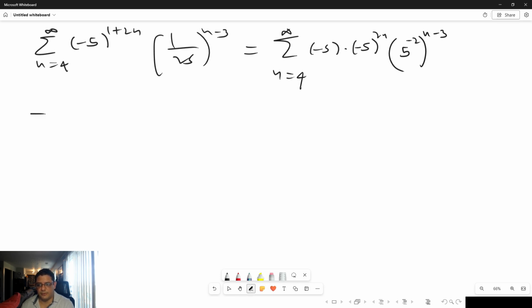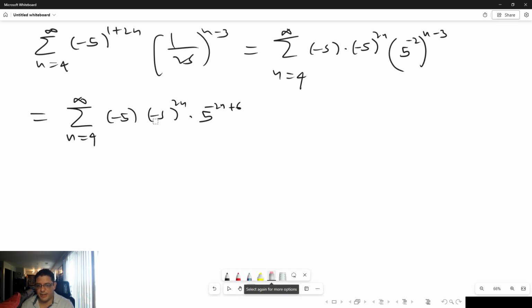So now I'm going to rearrange this a little bit more. This is n equals 4 to infinity, and then it's minus 5, and then minus 5 to the 2n, and this 5 here becomes 5 to the minus 2n plus 6. So maybe I can rearrange this so it's not a minus 5 anymore.